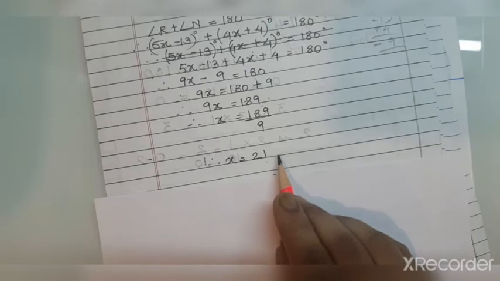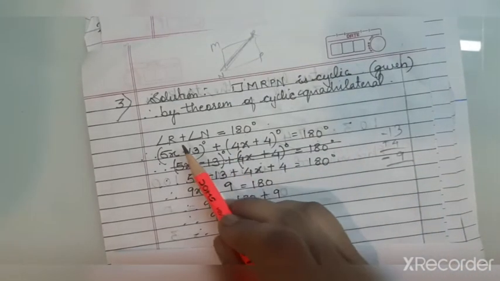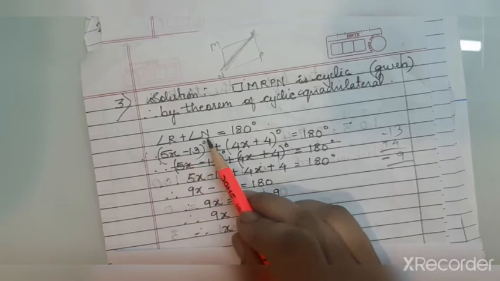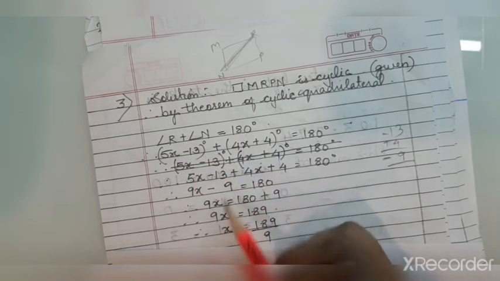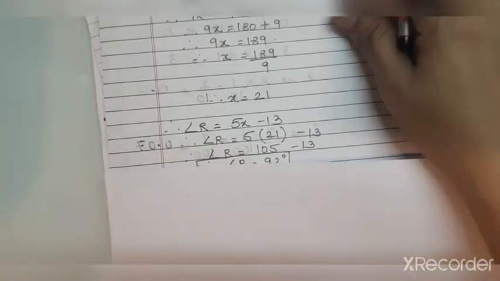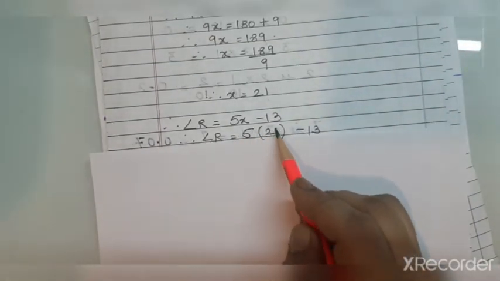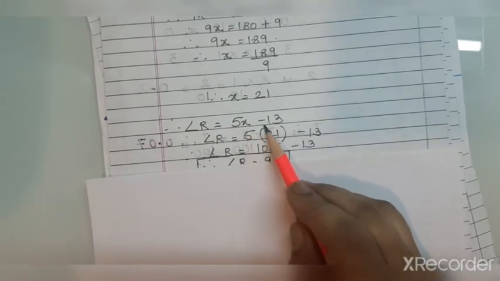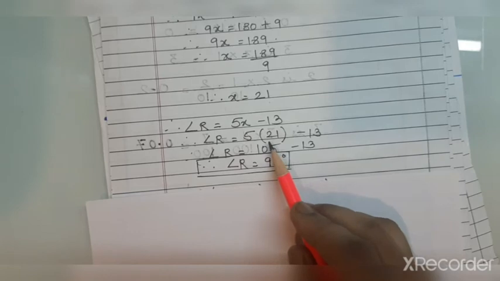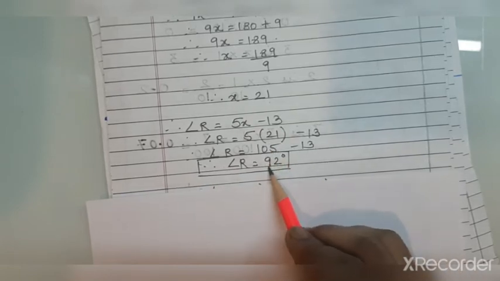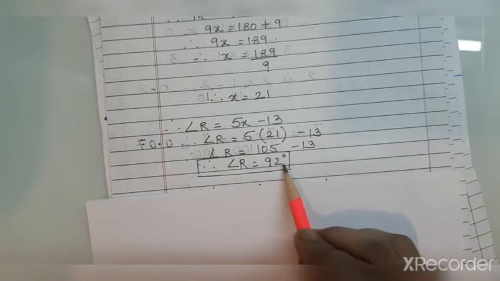We don't have to find x. We have to find R and N, where R is 5x minus 13 and angle N is 4x plus 4. So this x value that we found, we are going to substitute in this. So angle R is given as 5x minus 13. We substitute x as 21. So 5 into 21 minus 13. Okay, 5 into 21 is 105 minus 13. And 105 minus 13 is 92 degree. So angle R is 92 degree we found.